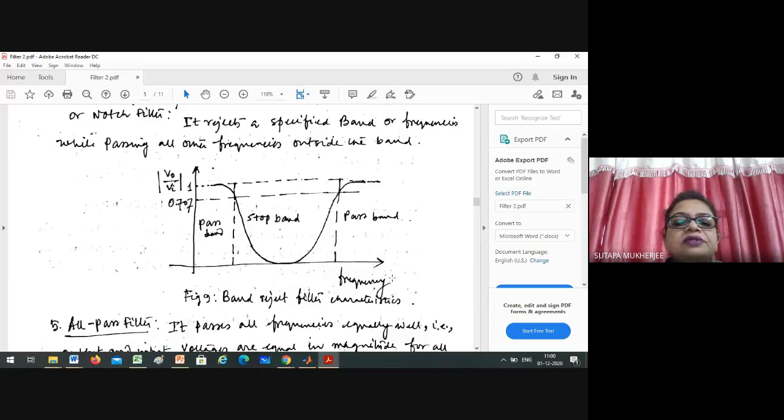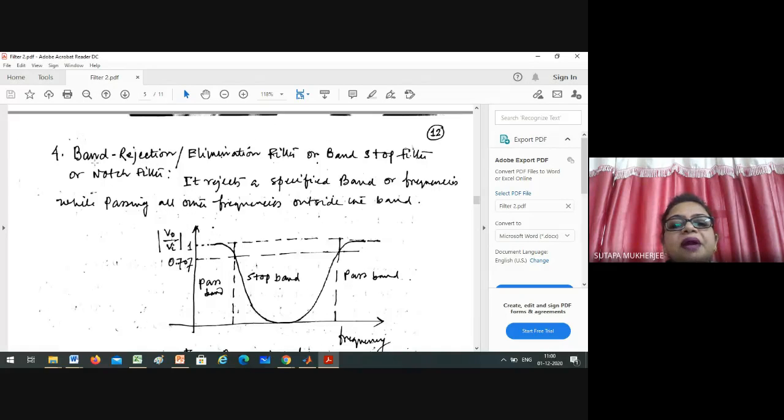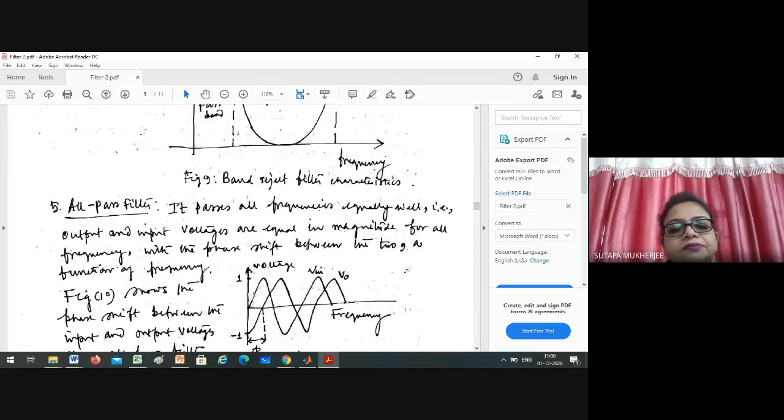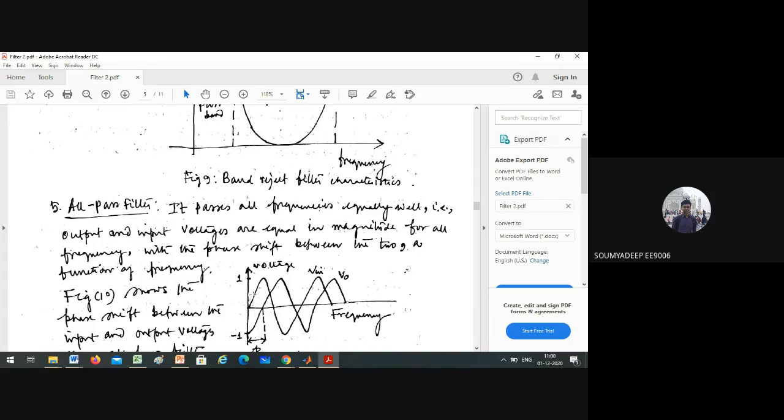Similarly, this is the frequency, this is the gain, V0 by Vi. Is it clear up to this? Low pass, high pass, band pass, and band stop. Again, it is called band rejection or notch filter or elimination filter or band stop filter. Everyone okay after this? Yes, ma'am.